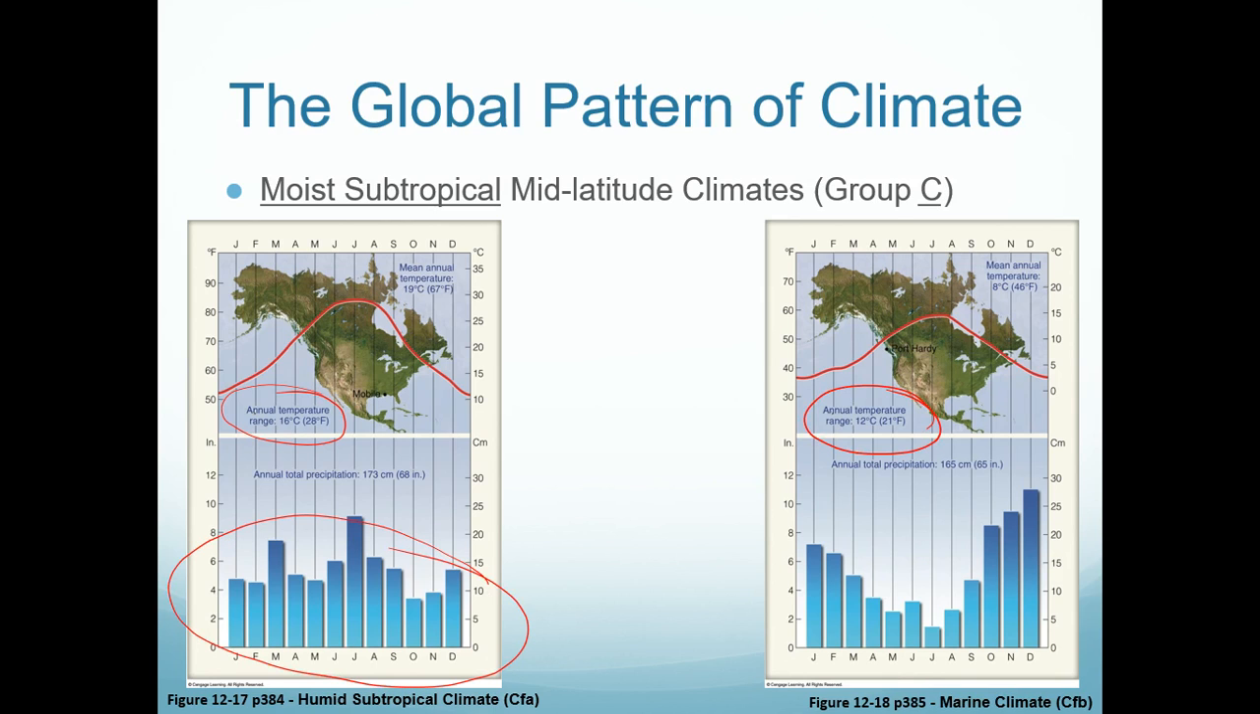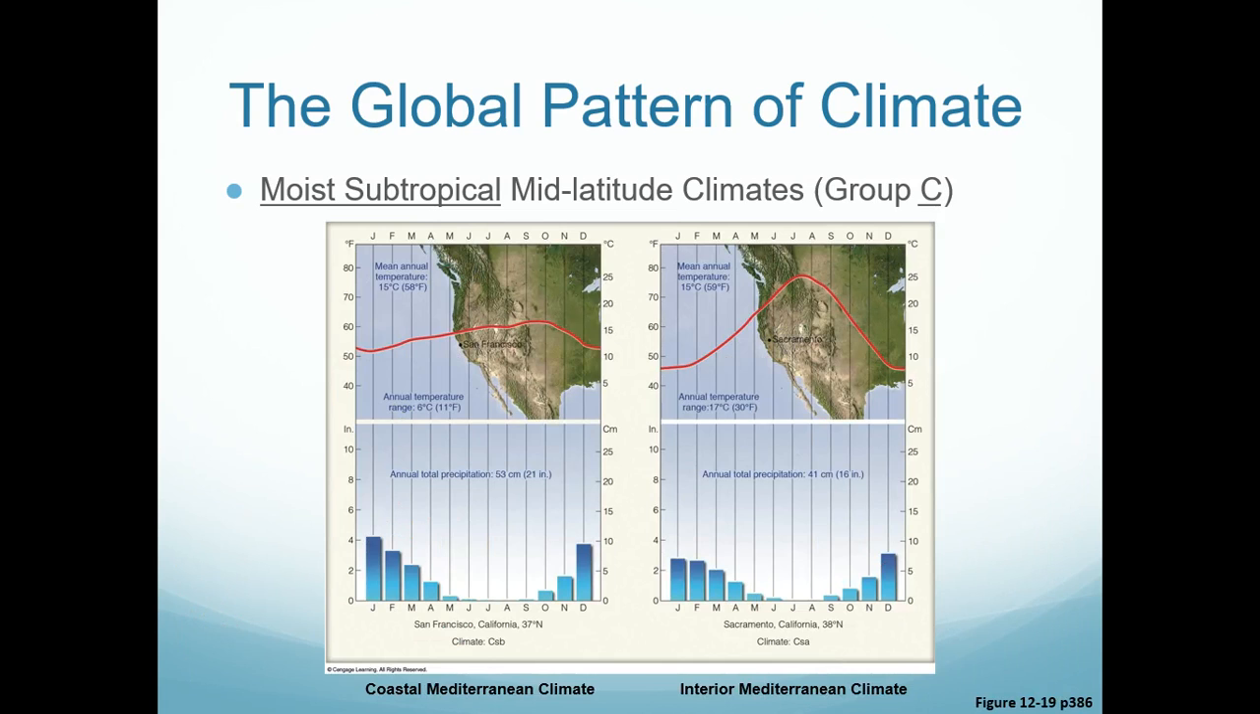Humid subtropical, notice the precipitation. It's fairly consistent year-round. You may have a wet season, you may have a dry season, but it's pretty mild. It's pretty uniform through the year. But in areas like marine climates, like Port Hardy, you have a very clear dry season. Here are a couple more examples.